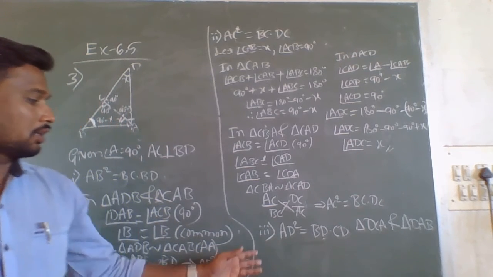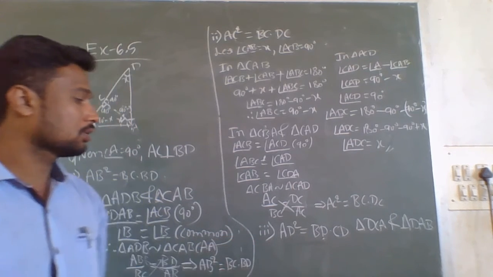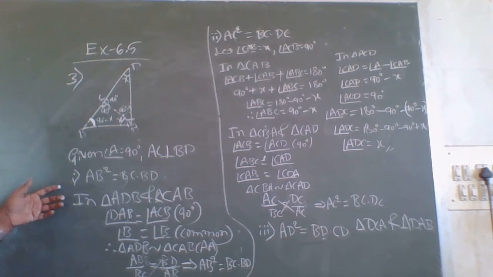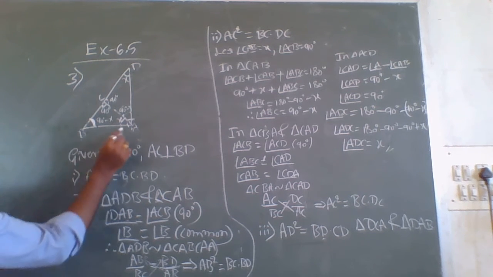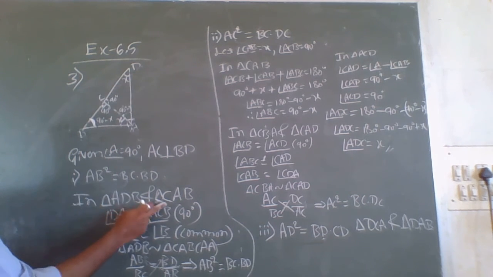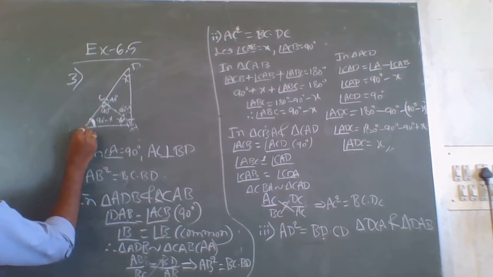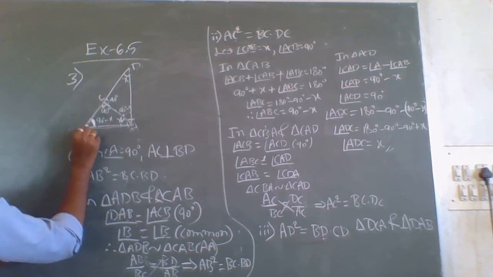So try to solve this third question. AD square is equal to BD into CD. Third question of third main. Try to solve this. And here to solve first one, which are the triangles we consider? Triangle ADB, means whole triangle, and triangle CAB, this triangle. Whole triangle and this triangle.